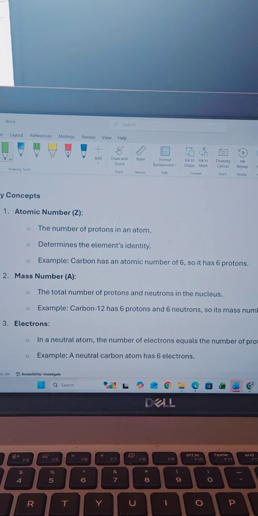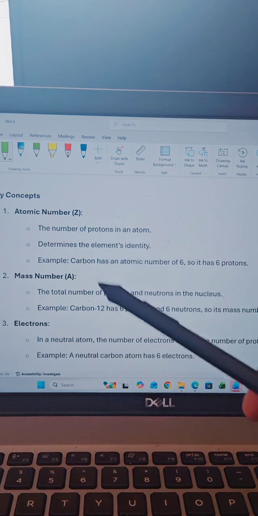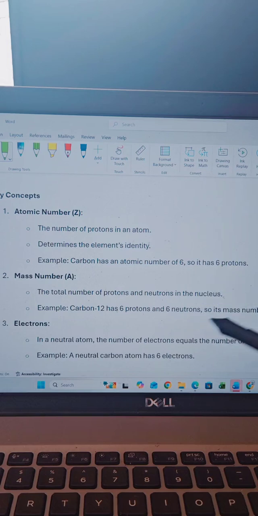Where it gets a little confusing is when I have my students fill in charts of information. And all you got to do is look at two numbers. And those two numbers are going to tell you everything you need to know. Speaking of which, the next number is the mass number. That gives you the protons and neutrons added together. So the total number of protons and neutrons in the nucleus is equal to your mass number.